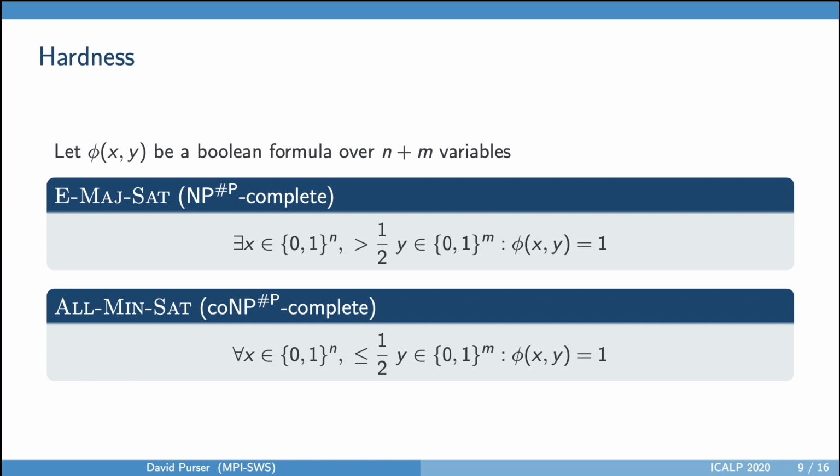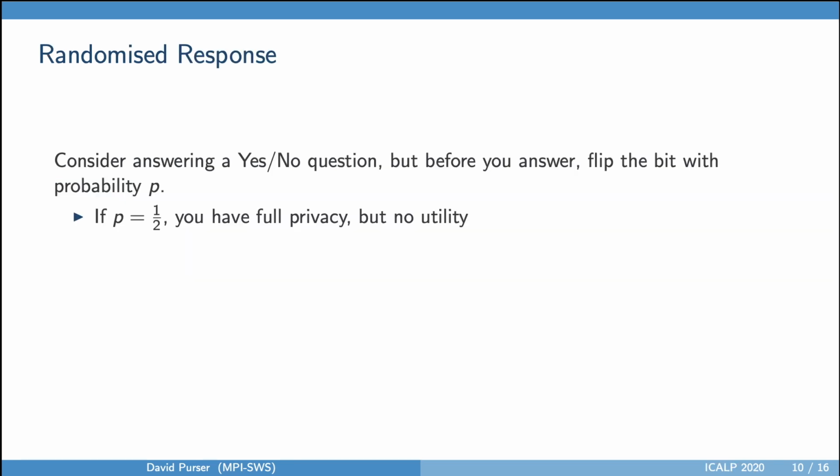And in the complement, we require the opposite, so that for all of the allocations to x, at most half of the allocations to y result in the formula being satisfied. And so given any such formula, it either falls into IMAGSAT or into AllMinSat. Now our reduction will distinguish between the two cases. We will encode AllMinSat using randomized response.